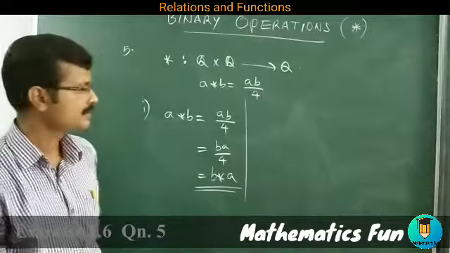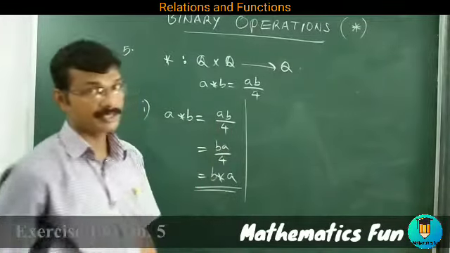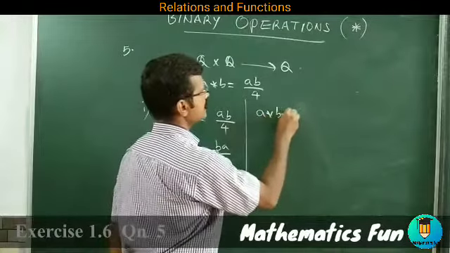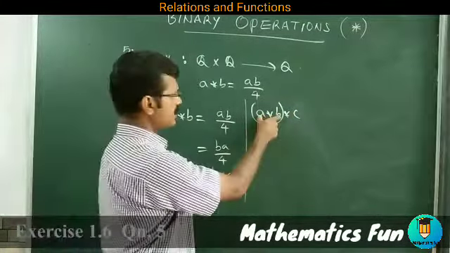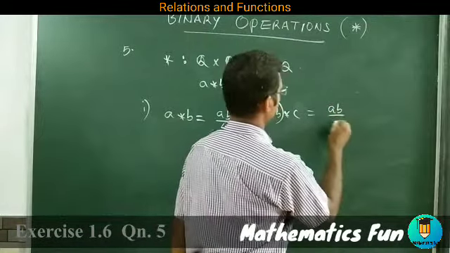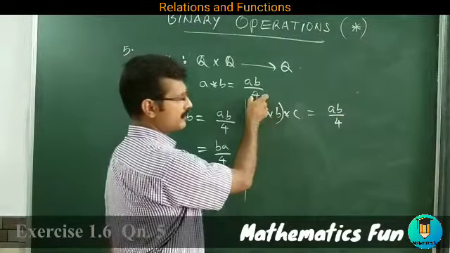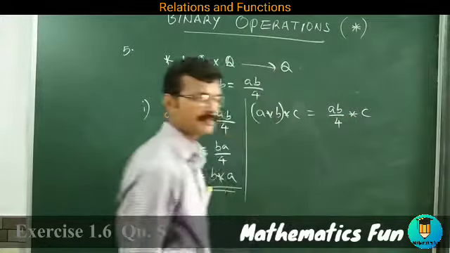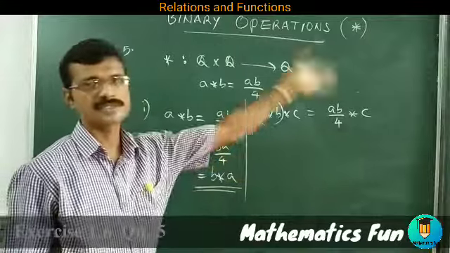Now the next part, we have to go for associative. Associative means we need A, B, C. So first of all I am going for (A star B) star C. Bracket I am putting here. We know A star B is AB by 4, so A star B star C means AB by 4 star C. I applied the rule first of all here: A star B is AB by 4, then star C.